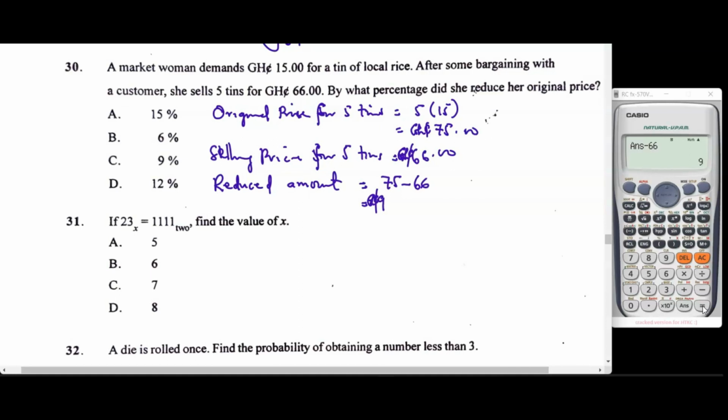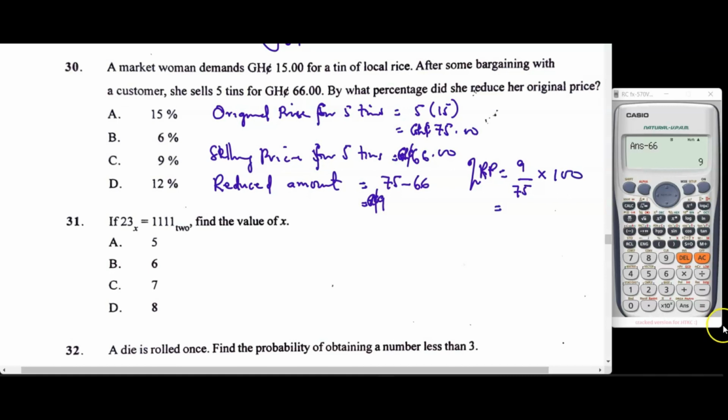Now it says, by what percentage did she reduce her original price? So it's going to be the percentage reduced, let me just make it RP. Reduced price will be equal to the reduction amount, which is 9, divided by the original amount the customer should have paid, which is 75 Ghana cedis, times 100.